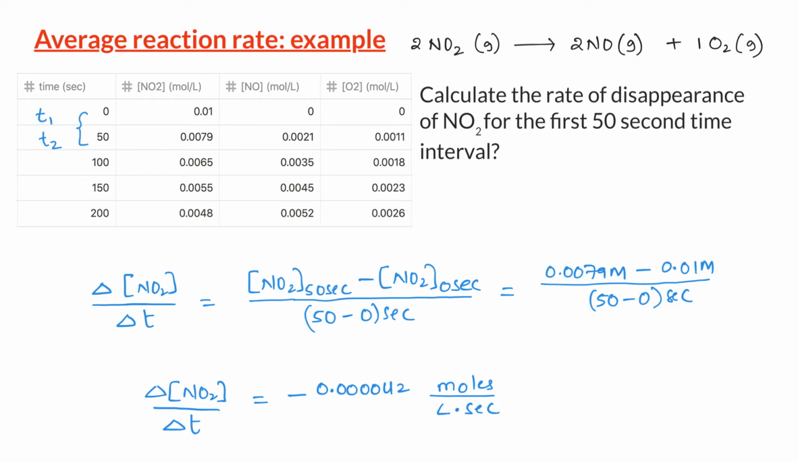As we discussed earlier, it is customary to show the reaction rates as positive numbers. Therefore, we multiply both sides of the equation with -1. We get negative delta concentration NO2 by delta T is equal to positive 0.000042 moles per liter second. The negative sign represents that NO2 is a reactant and that it is being consumed during the reaction, and the rate of disappearance of NO2 is being given.